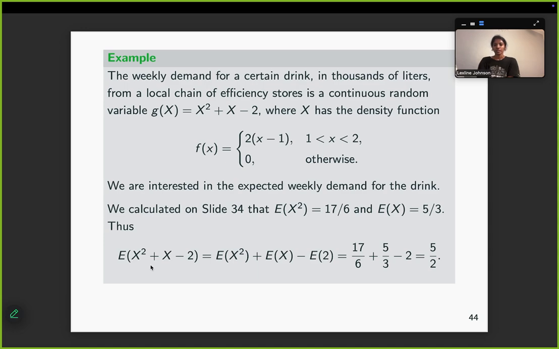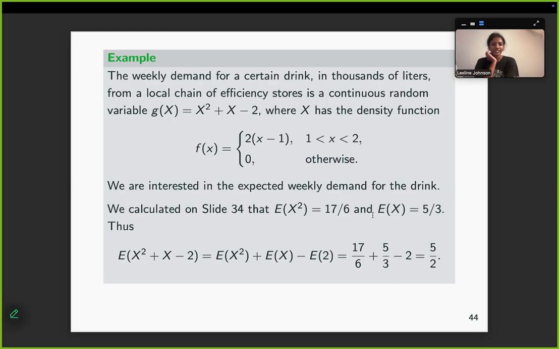So an example is, we're solving for the weekly demand of a certain drink in thousands of liters from a local chain of convenience stores. It is a continuous random variable g of x equals x squared plus x minus 2, where x has the following density function, which is listed over here. And so we are interested in the expected weekly demand for the drink, and this is our same problem.